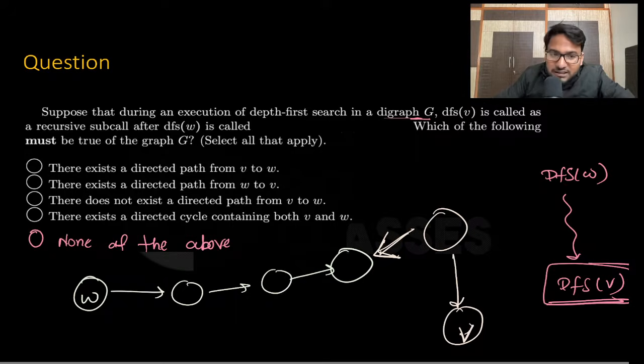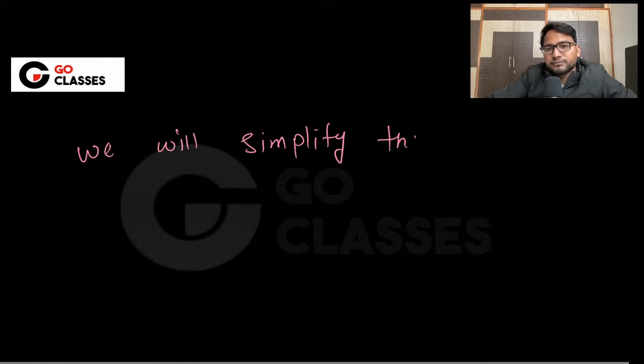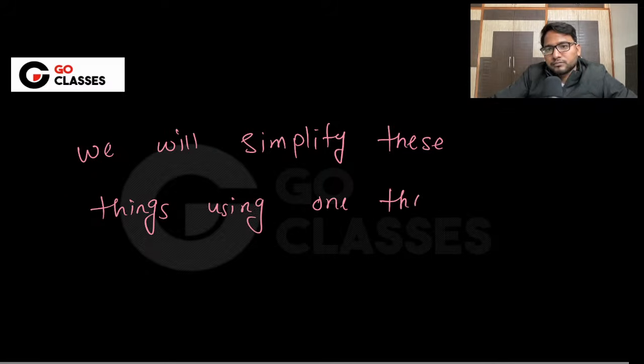In this case, before you are calling this V, at that point in time this W has already returned. If W has returned, then you don't know whether there's a path between W and V or no path. So actually we will formalize and simplify these things using one theorem, which is very interesting, very nice.